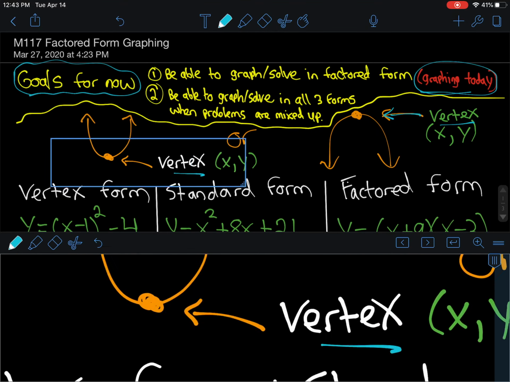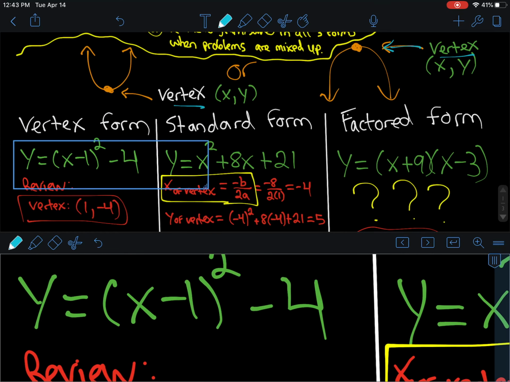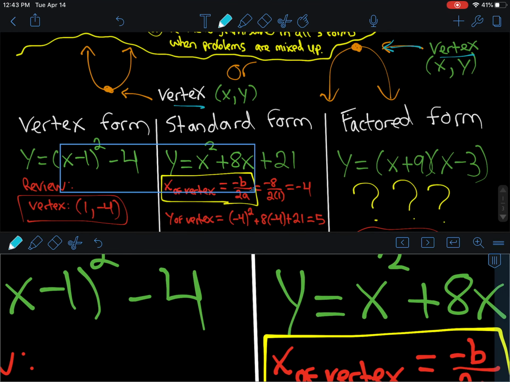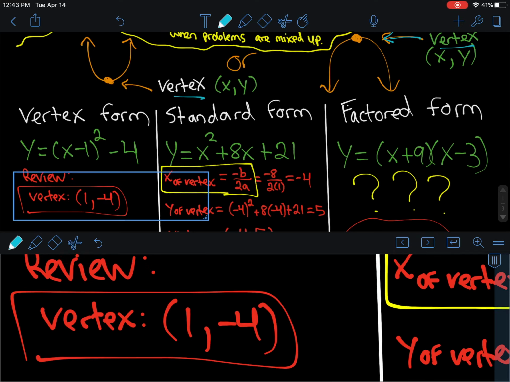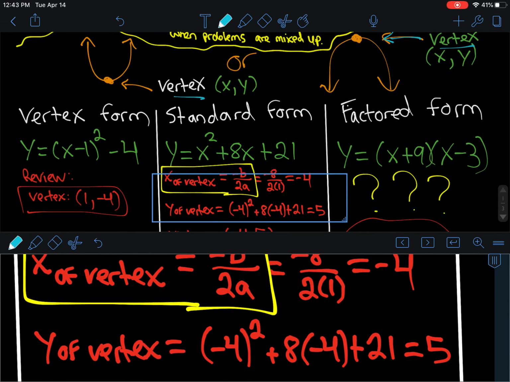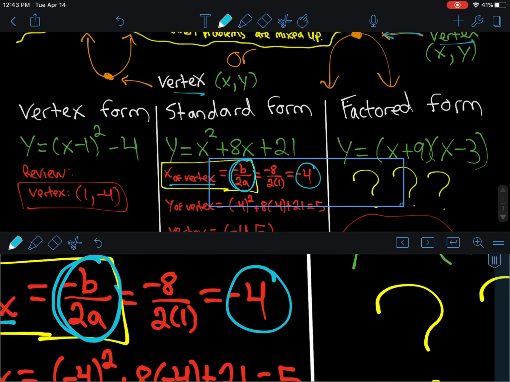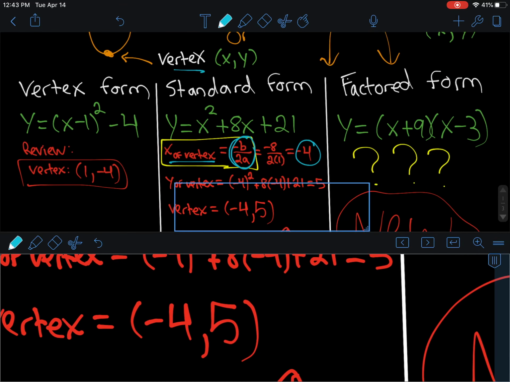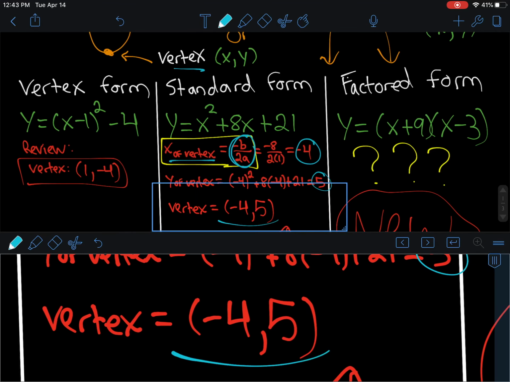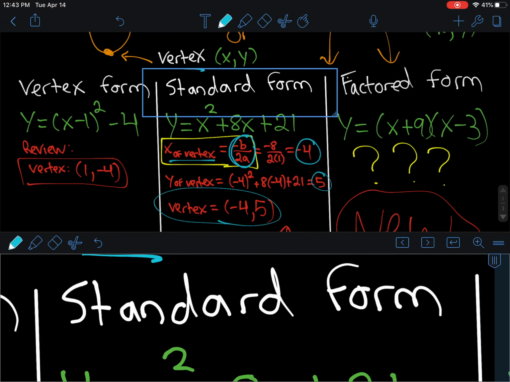So just to be clear, we have done vertex form already, found the vertex. Remember, it's the opposite of what's inside and then the number outside. So in this case, it was 1, -4. We did that in vertex form. We also did it in standard form. In standard form, there was this really important formula to find the x of the vertex, and it was the opposite of b over 2a. Once you did that, this was -4, you plug it in, and then you get an answer of 5. So again, you should know how to find the vertex in vertex form and in standard form.